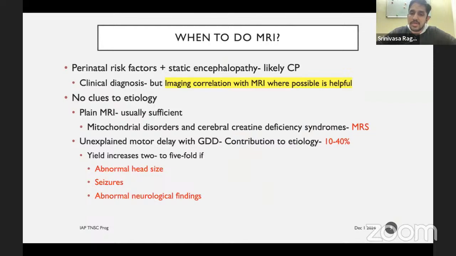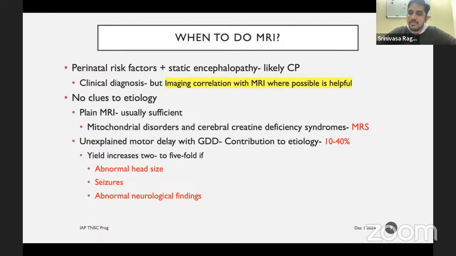If the serum creatinine is very low, which is inappropriately low for the level of the child's muscle mass or for the child's age, you should suspect this condition called cerebral creatine deficiency syndrome. And in such cases, you have to do a magnetic resonance spectroscopy, proton magnetic resonance spectroscopy. So identify patterns in mitochondrial disorders. There'll be an elevated lactate peak.